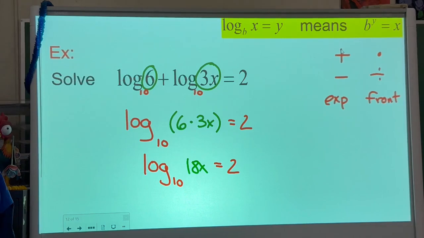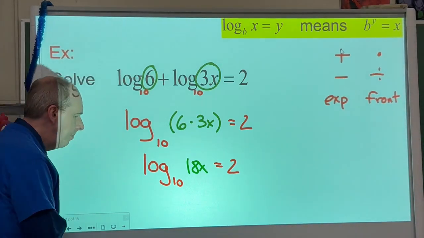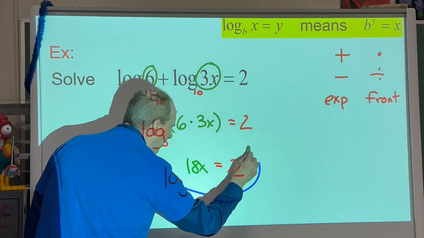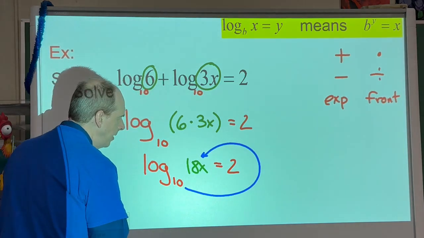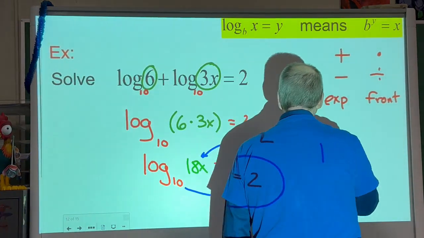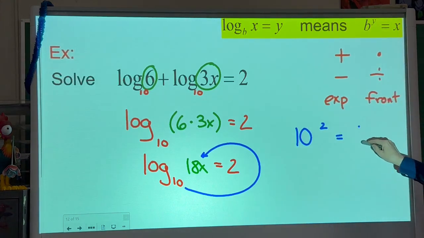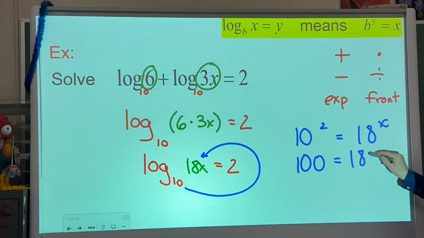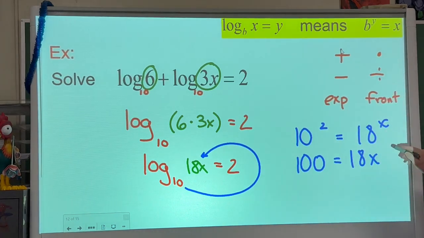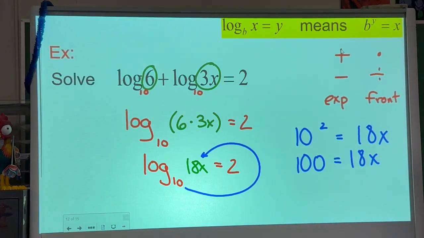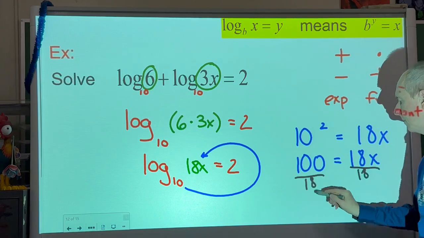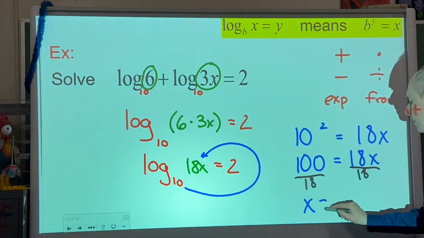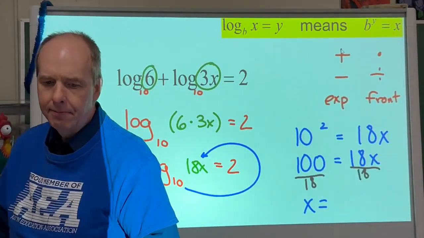Now what would you do? Well, now it's just like the last couple problems that we did. Use your loop method. We start in our basement, figure out our exponent. 10 squared equals 18x. 10 squared, well, that's 100. Oops, I made that an exponent for some reason. Divide by whatever's in front of the x, and you have your answer.